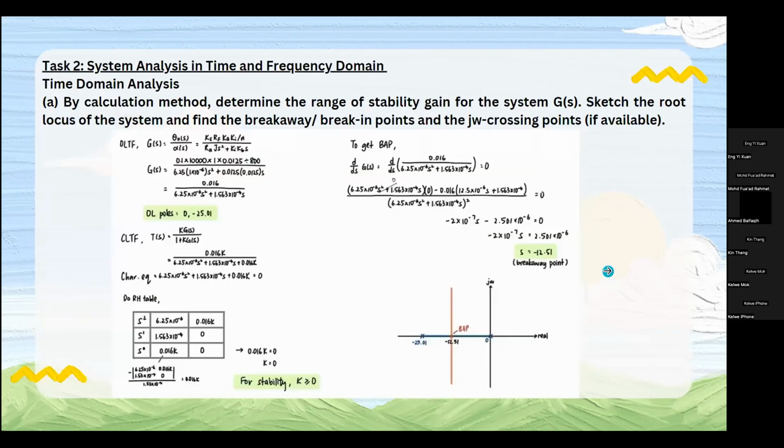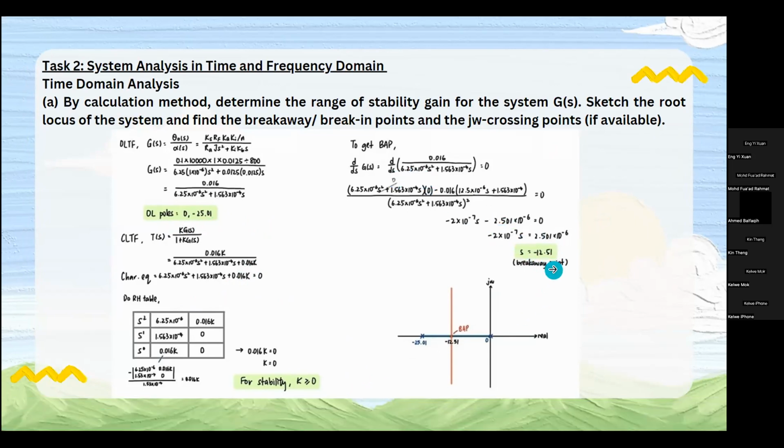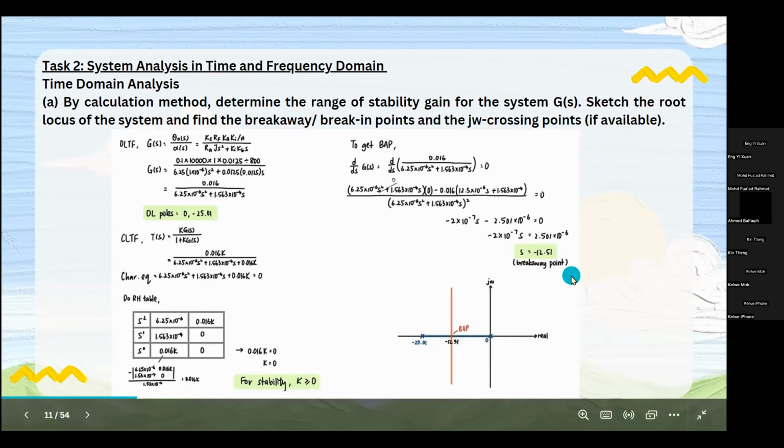So for task two, we are doing the system analysis in the time domain and the frequency domain. First, for the manual calculation, we get that the open loop poles are 0 and negative 25.01. By using the Routh table, we get that the stability of the system is k greater than 0. And the breakaway point for the system is negative 12.51. This is the sketch graph of our system.